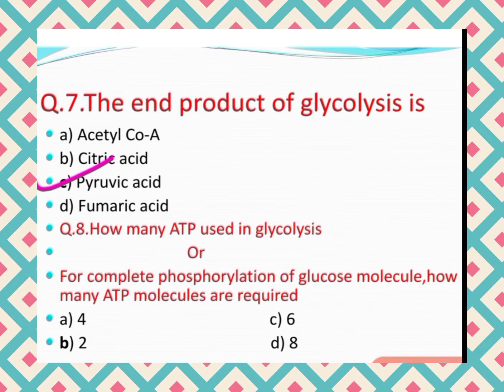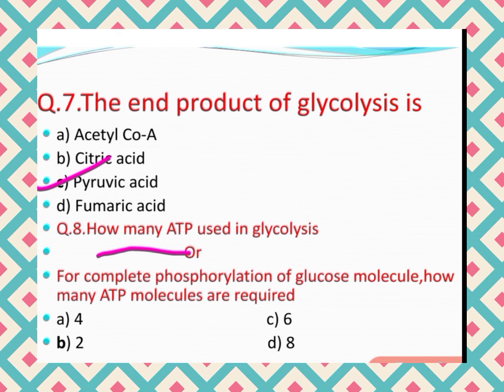Question number 8, how many ATP are used in glycolysis, or in this way you can ask the question, for complete phosphorylation of a glucose molecule, how many ATP molecules are required? Option A 4, option B 2, option C 6, and option D 8. Which will be the correct answer? The correct answer will be option B, that is 2 molecules.